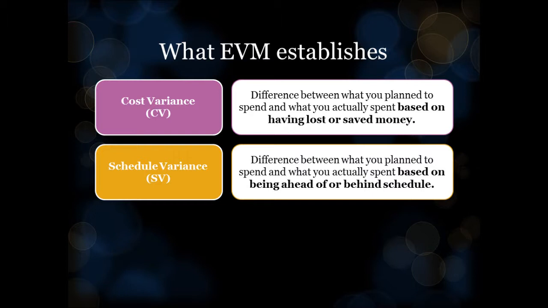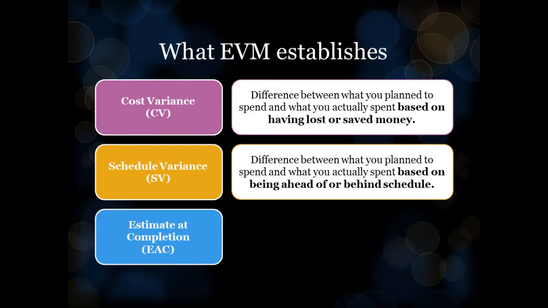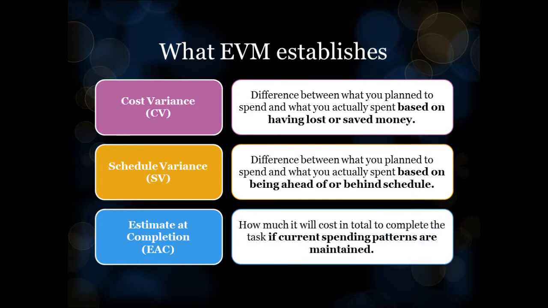EVM can also give you an estimate of how much the total work on a given work breakdown structure item is likely to cost. Note that estimate at completion is calculated based on the assumption that current spending patterns will be maintained for the remainder of the project. Note that Microsoft Project calculates these values for you, and later in this video I will show you where you can find them. However, as we saw earlier, you don't need special software to perform an earned value management analysis. In fact, calculating schedule and cost variance and estimate at completion is really very easy.